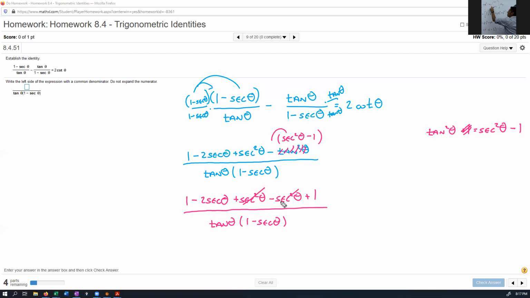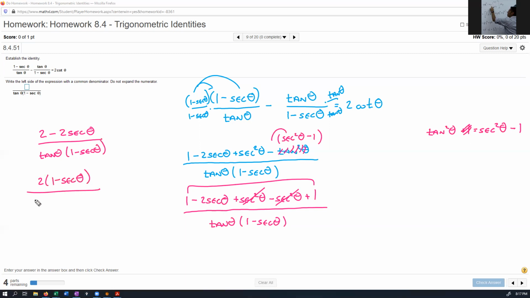Let's see, this and this cancel, which leaves me on top. The 1 and 1 come together. I get a 2 minus 2 secant theta over what's on the bottom, tangent theta. And then I have 1 minus secant theta. And since in the numerator they both have a 2, I can factor a 2 out. And on the bottom, I have 1 minus secant theta next to that tangent, and those two cancel.